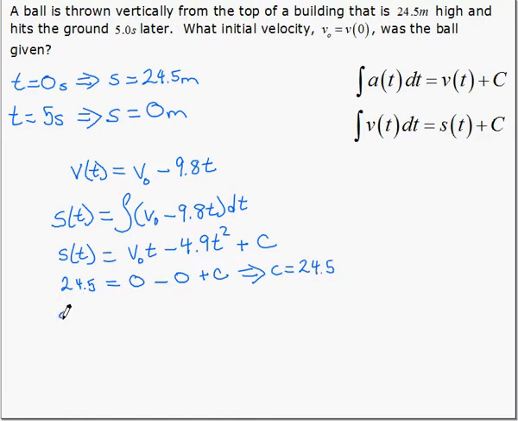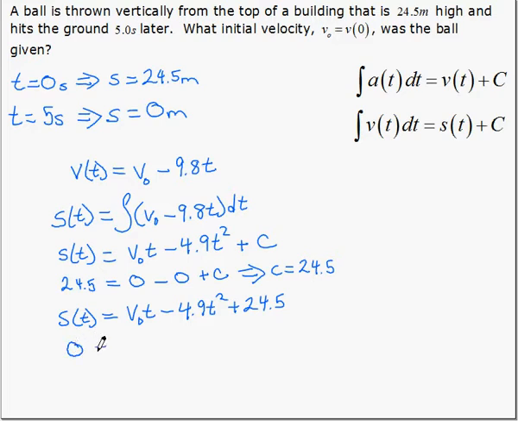Now we have the expression s of t equals v0 t minus 4.9 t squared plus 24.5. Given that the position is 0 at time 5 means we can put 0 in for s and 5 in for time, allowing us to find v0, which is the initial velocity, which is what we're looking for.